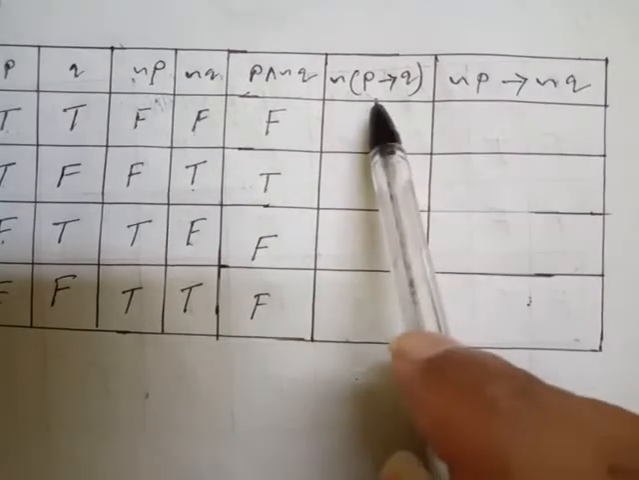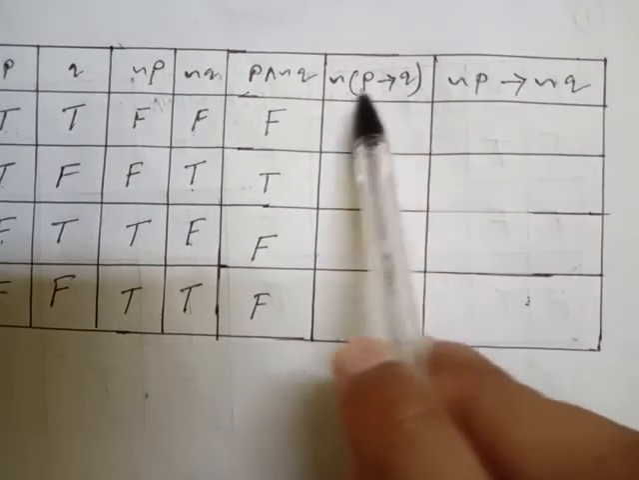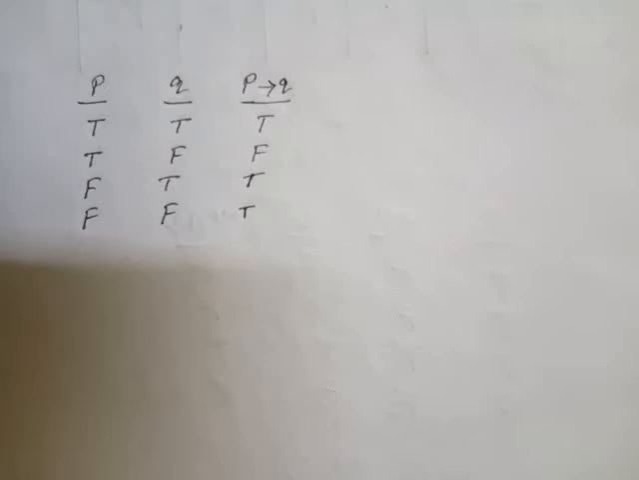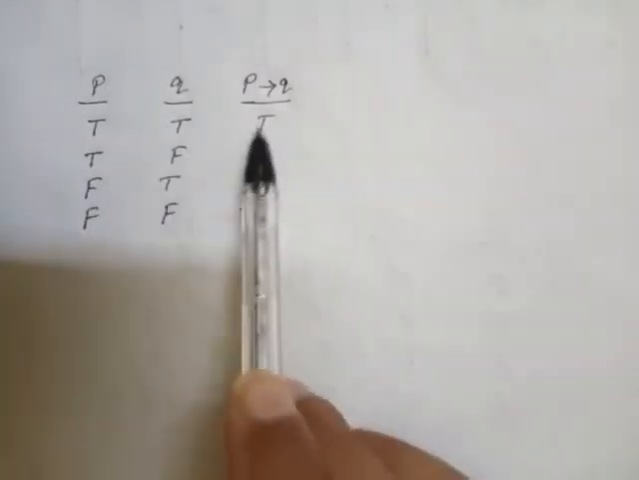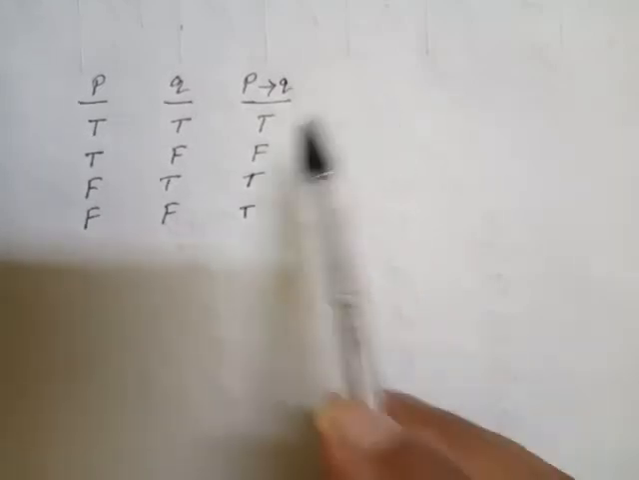As you can see in the question, we need to find out P implication Q negation. Now look, student, how to solve this one. Now student, look, P, Q, and this is the implication: true true true, true false false, false true true, and false false true. This is the P implication Q.